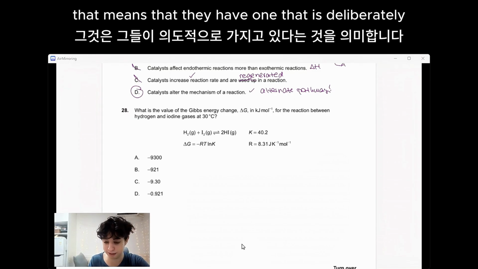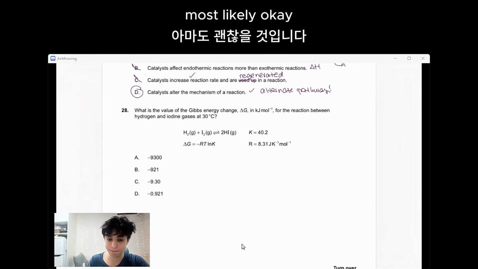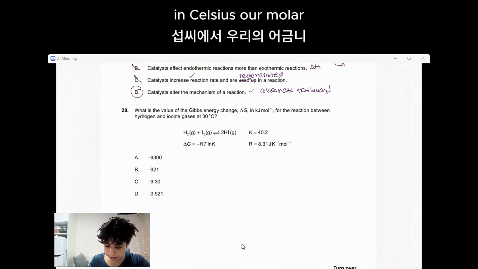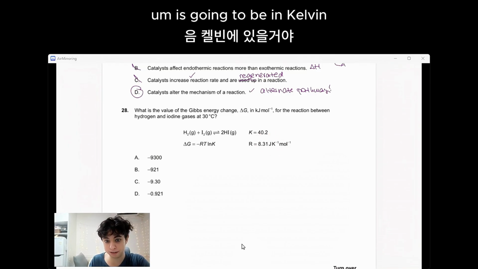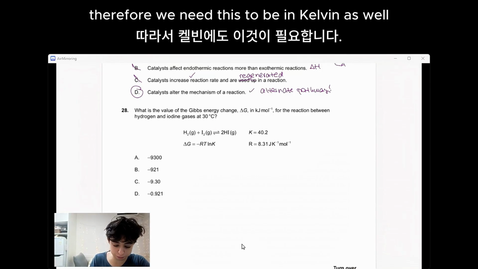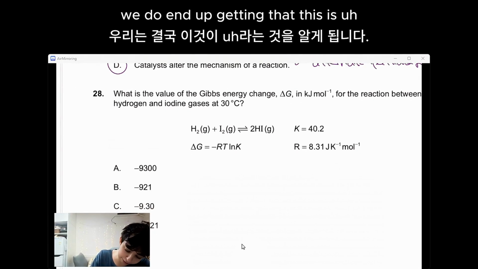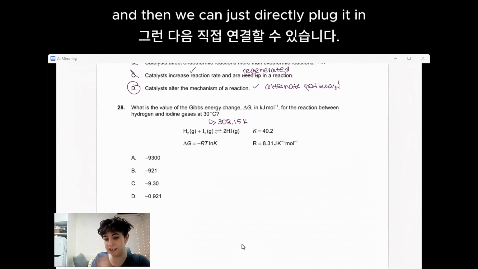That means they have one that is deliberately a distractor that is in joules per mole, most likely. The other thing is that we have our temperature in Celsius. Our gas constant is going to be in Kelvin, therefore we need this to be in Kelvin as well. If we just add 273.15, we end up getting 303.15 Kelvin, and then we can just directly plug it in.